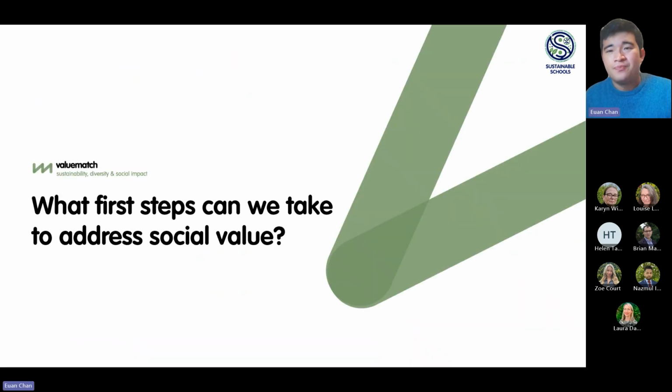So looking at, based on the regulations and everything that's come out, what are the first steps that both suppliers and schools can be taking to address social value within operations and procurement?